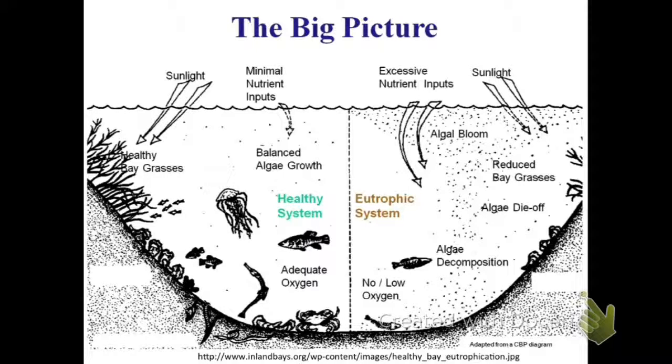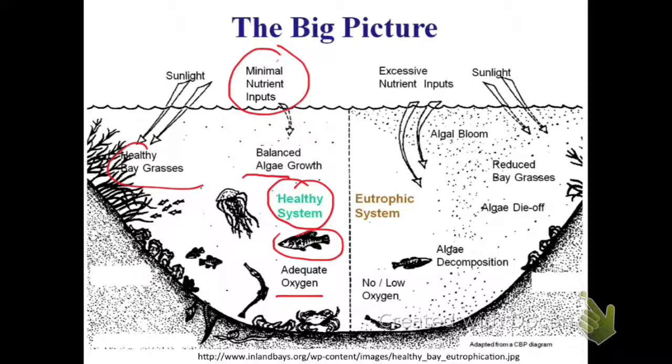Well, this is a nice cartoon showing us really the contrast between a healthy system on the left and a eutrophic system on the right. And clearly one of the key differences is that we've got minimal input of nutrients here, and that allows for balanced growth of algae and cyanobacteria. We've got pretty healthy fish because they have a lot of oxygen, and of course the healthy grasses that are normally lining the bottoms of these lakes and rivers because the sunlight can actually get through to them.